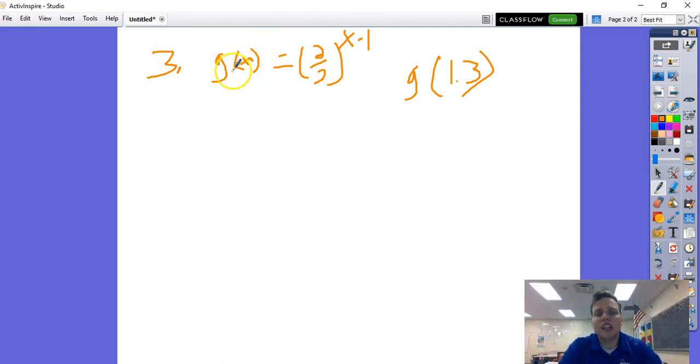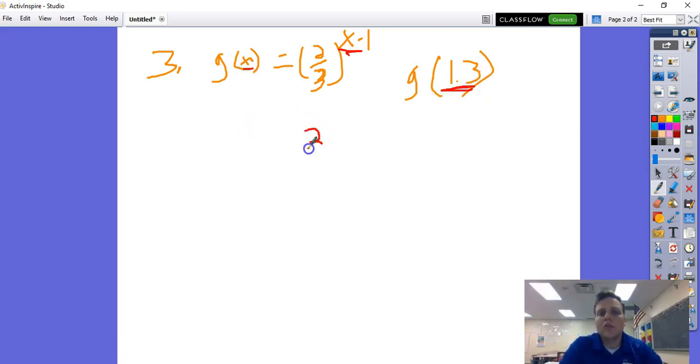I have some function g, and it's equal to 2/3, so 2 divided by 3, raised to the power of x minus 1. First off, this is an exponential function because it's being raised to a power that contains a variable. Even though there's a minus 1 in the power too, since there's an x in the power, that makes this exponential. Now, the question is saying, what is g at 1.3? All this is saying is, plug in 1.3 for x. It's just saying evaluate the g function at 1.3. So instead of having x now, I'm going to plug in 1.3.